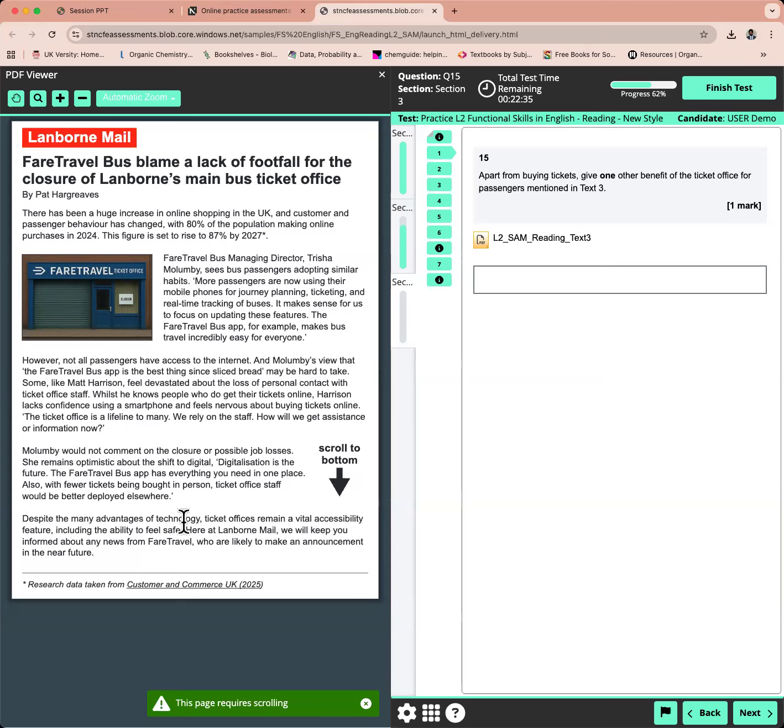So the article talks about many different advantages of technology. One of the things that it also says about the office is that the office was frequented by a lot of people, and the office was actually employing staff. So there were people in the bus ticket office who provided assistance, because your app cannot provide you assistance.